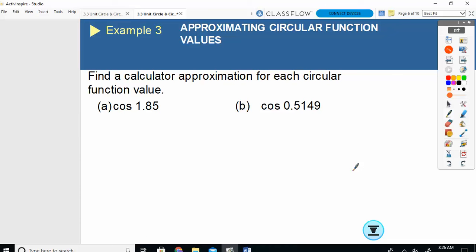We've used calculators before. When I say 1.85, is that degrees or radians? Radians. So we need to switch the mode on our calculator. Now you will have to go back and forth, so we'll have to change our mode frequently. So you hit mode, and you want to make sure it's in radians. And then you should just be able to type in cosine of 1.85. So I want everybody to try that and make sure you get the same thing. Should be negative 0.2756.